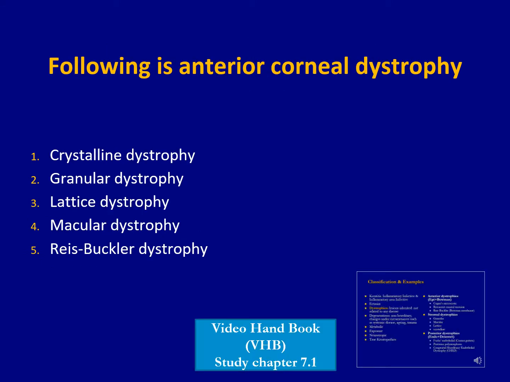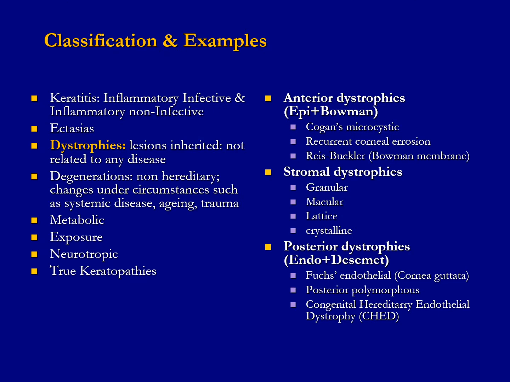The next one is, following is the anterior corneal dystrophy: crystalline dystrophy, granular dystrophy, lattice dystrophy, macular dystrophy, or Reese-Buckler dystrophy. It's a very easy MCQ to answer. All you have to do is study VHB 7.1 again and look at it to answer the MCQ. Remember the names of anterior dystrophies, stromal dystrophies, and posterior dystrophies.